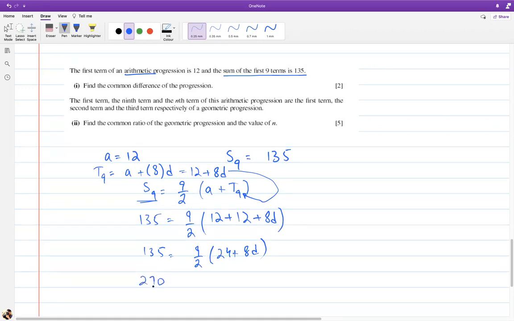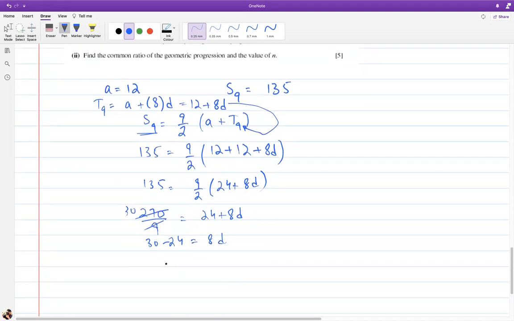which is a pretty simple question for me now. Okay, so that is 270 over 9 equals 24 plus 8d. So this becomes 30. 30 minus 24 is 8d. Okay. If I'm not wrong, so 6 is equal to 8d. So d is equal to 6 by 8, which is 3 by 4, sorry. समझ आ गया? Yes, sir. Good.